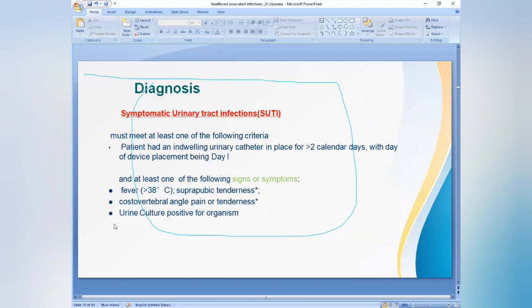So when we talk about SUTI, symptomatic urinary tract infection, it has to meet one of the following criteria. That is, an indwelling urinary catheter should be there for more than 48 hours with the day of device placement as day 1. And apart from that, at least one of the following signs and symptoms has to be present: fever, suprapubic tenderness, costovertebral angle tenderness, or urine culture positive for a particular or maybe more than one organism. So these are the prerequisites when you're labeling a patient for symptomatic urinary tract infection.